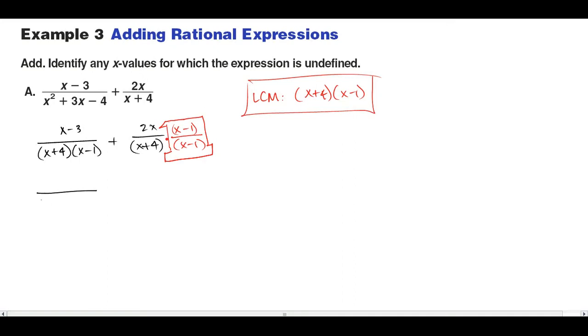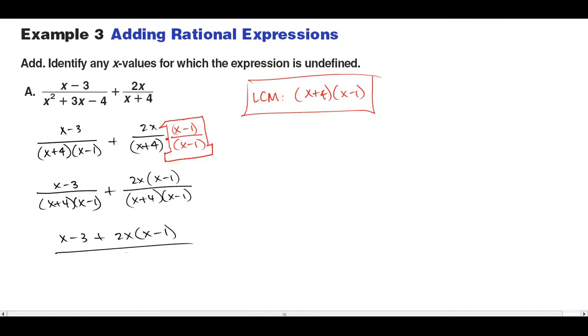The only good news now is that you have a common denominator for both of these fractions. And we've already seen before that that's a good thing, right? Up in example 1, that made our life a lot easier. So now that these are together, I can just add them together. So I have x minus 3 plus 2x times x minus 1 all over x plus 4, x minus 1. Keep that denominator that you found.